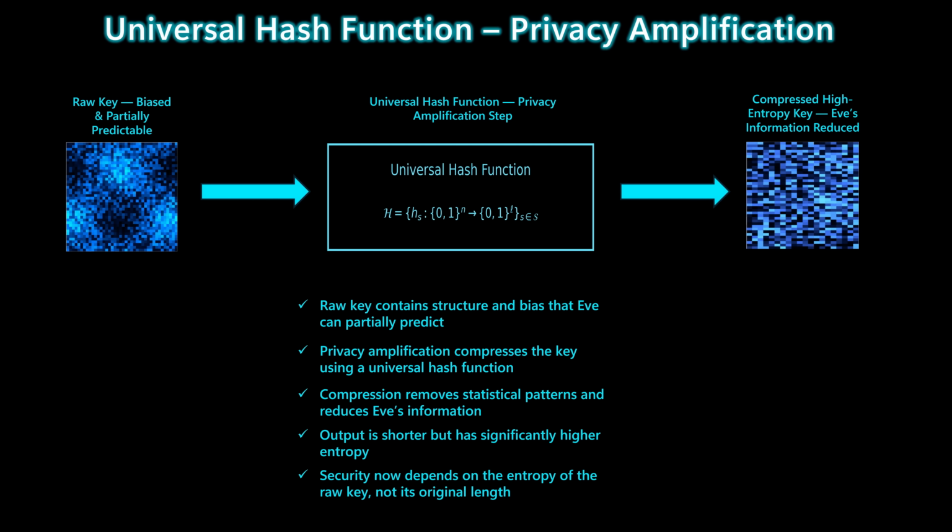On the right, you can see the compressed key. Notice that it looks more uniform, less structured, and much harder to predict. Eve's information has been reduced dramatically, and the security of the final key now depends on the entropy of the raw key, not its original length. This is the essence of privacy amplification. Eliminate Eve's knowledge by mathematically distilling randomness into its most secure form.